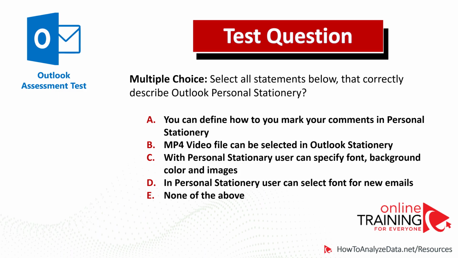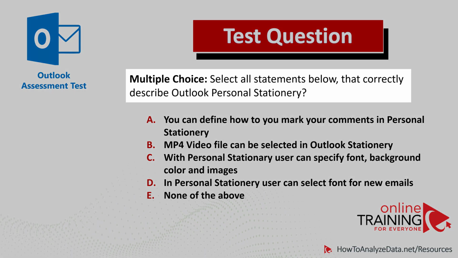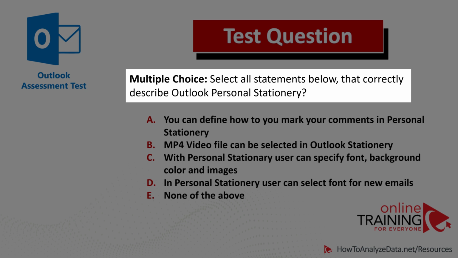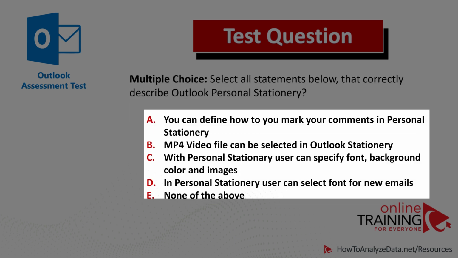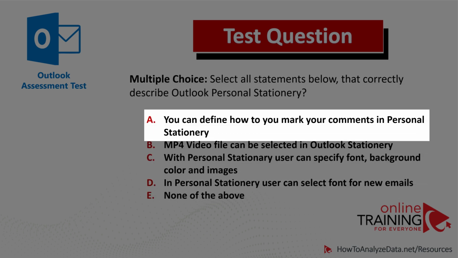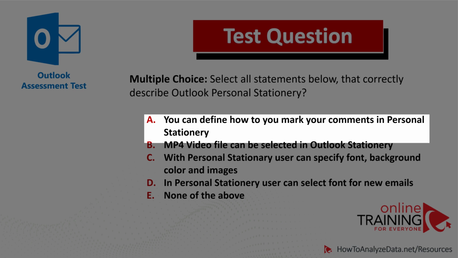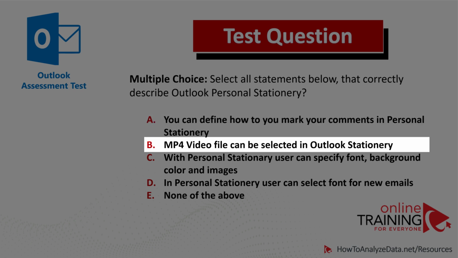Let's look at the very challenging Microsoft Outlook question you might frequently see on the test. Multiple choice. Select all statements below that correctly describe Outlook personal stationery. And you have 5 different choices. Choice A. You can define how you mark your comments in personal stationery. Choice B. MP4 video file can be selected in Outlook Stationery.